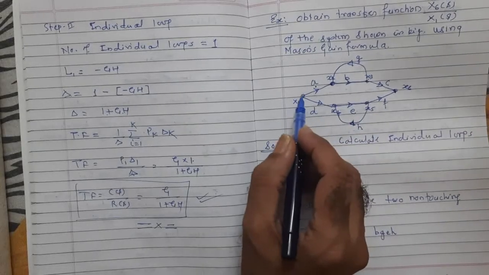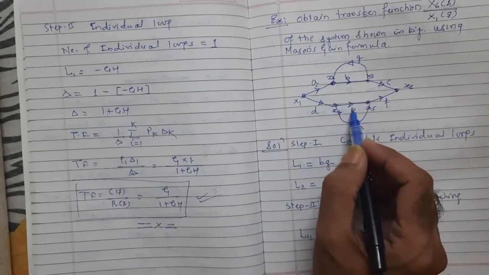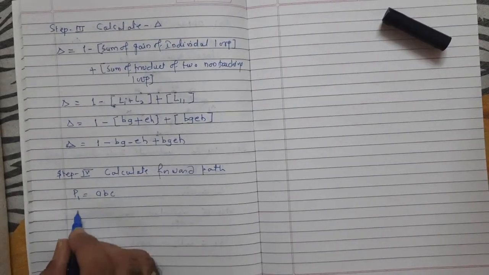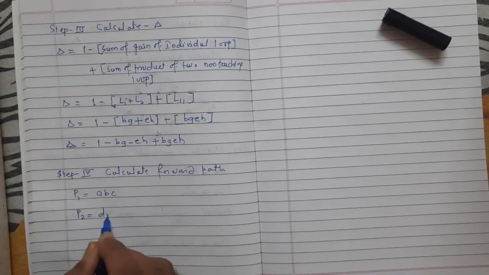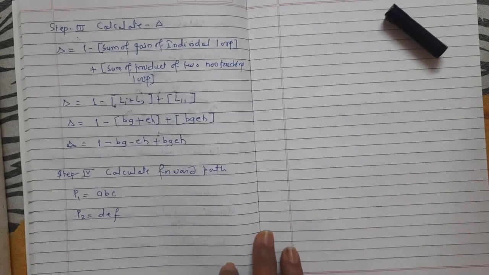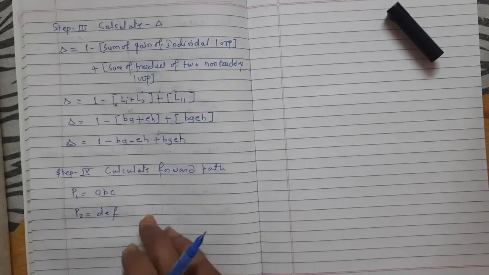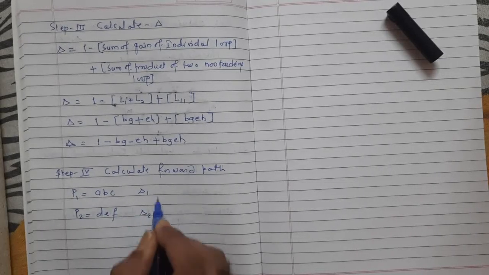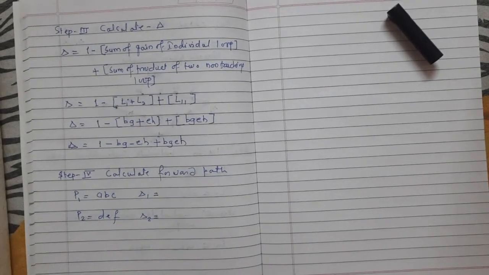So what is the gain of this forward path? That is d multiplied by e multiplied by f. So we can write P2 equals d into e into f. Now here we will find out del 1, and here we will find out del 2.